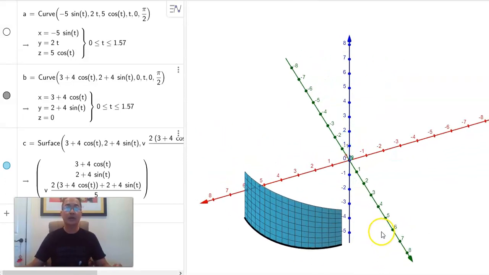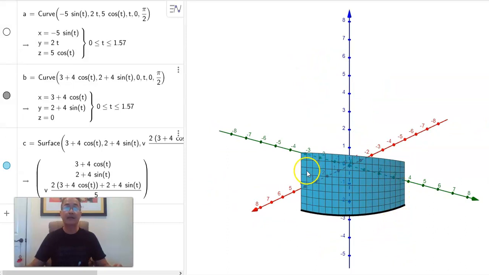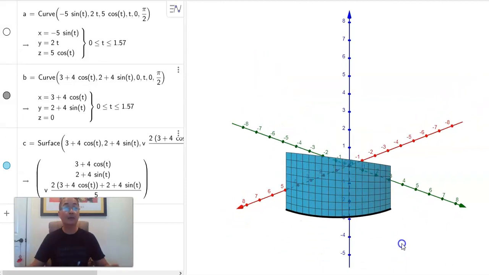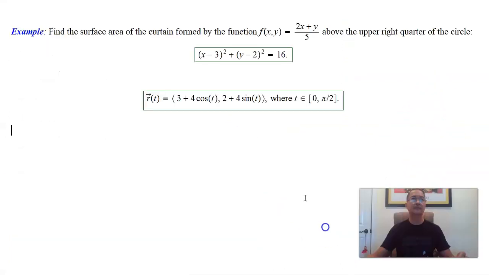Okay, so our goal is to find the surface area of this curtain. If you roll it flat, what will be its area? So notice we can hide the curve, and the floor on the xy plane is going to be the curve, which will be our domain. Okay, so let's continue now.